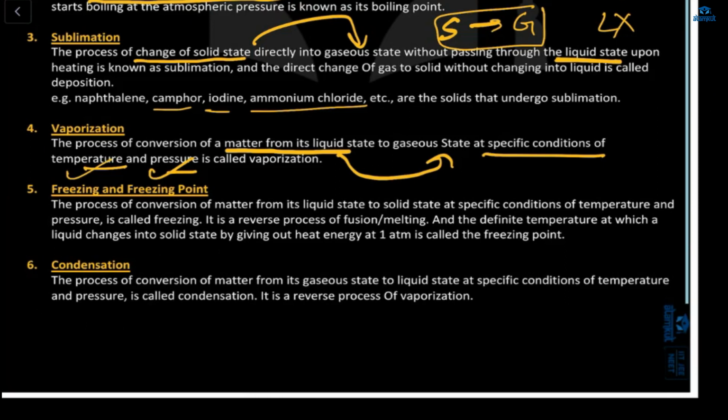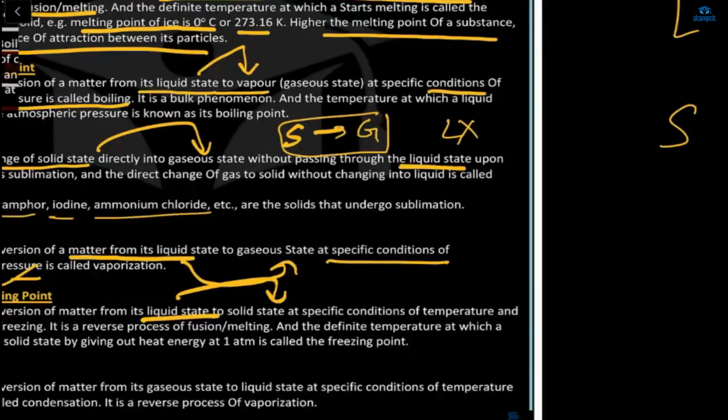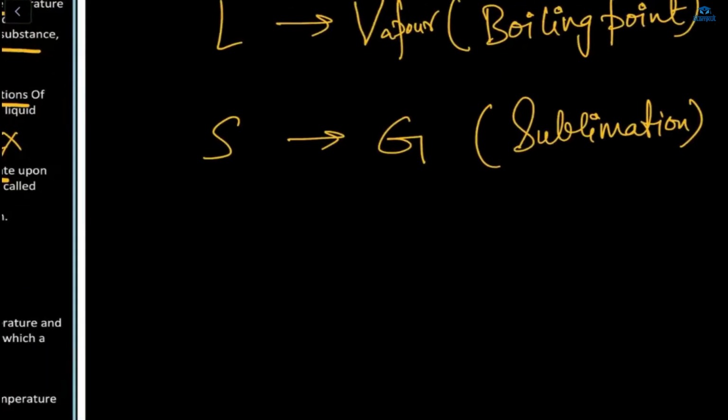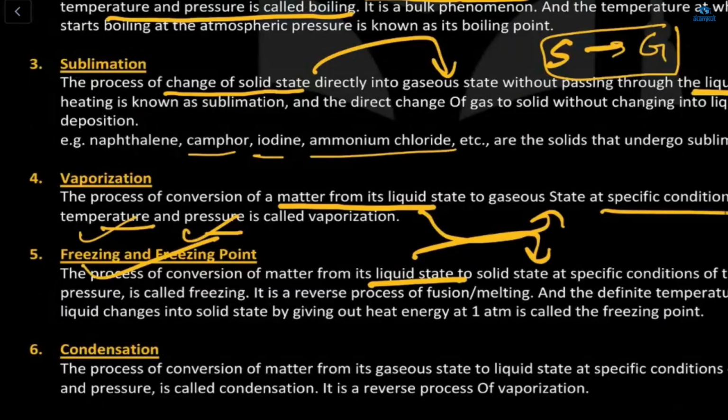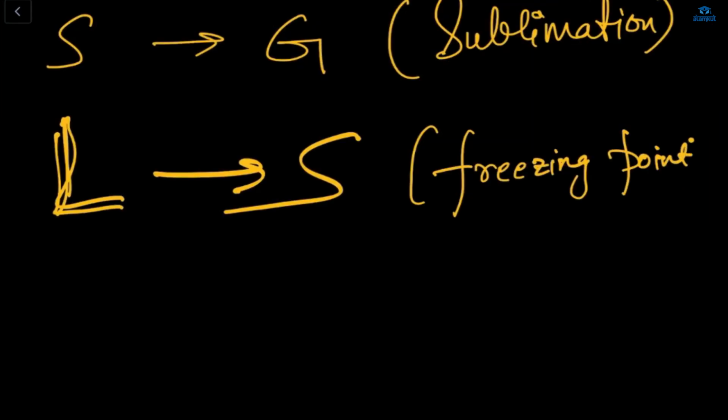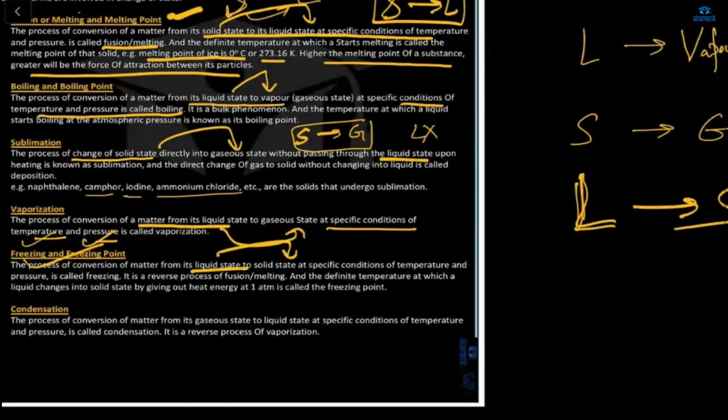Now, what is freezing point? The process of conversion of matter from liquid to solid. Now if we have normal water, and if we keep that water in the fridge, then what will happen? The liquid state will convert into a solid state. It becomes ice. So if liquid state is converting into a solid state, this process is known as freezing point. Okay, liquid to solid, freezing point.